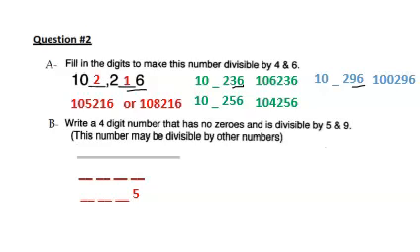For example, if you want it divisible by 9, then I'm going to put 2, 1, 1, 5. The sum is 2 plus 1 is 3, 3 plus 1 is 4, 4 plus 5 is 9. So 9 is divisible by 9. So you have many possibilities in order to make this number, but I just wrote one of them.